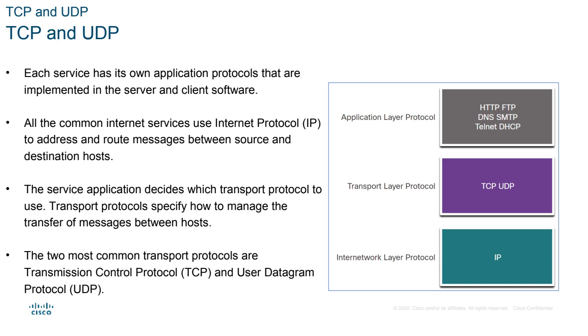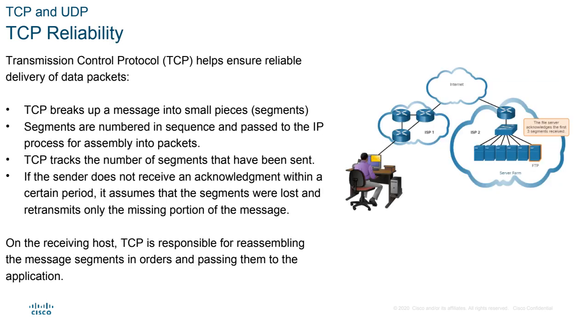So here we have the layer protocols. As you can see, under application we have HTTP, FTP, DNS, and SMTP, which is used for what? For email. In transport, we have TCP and UDP, and in the network layer, we have IP, which is Internet Protocol.